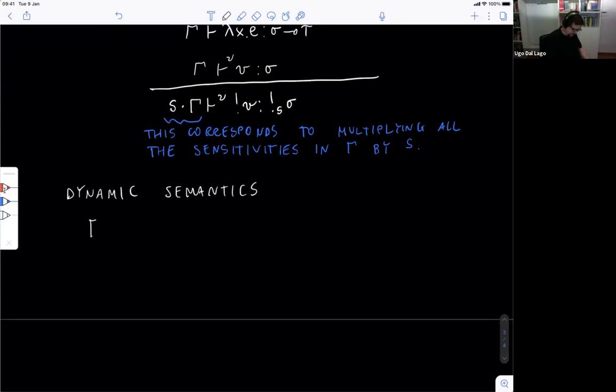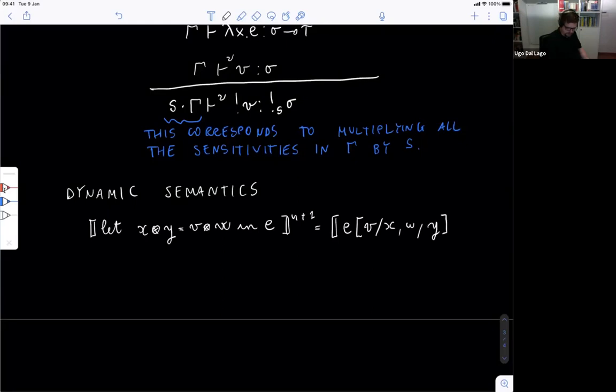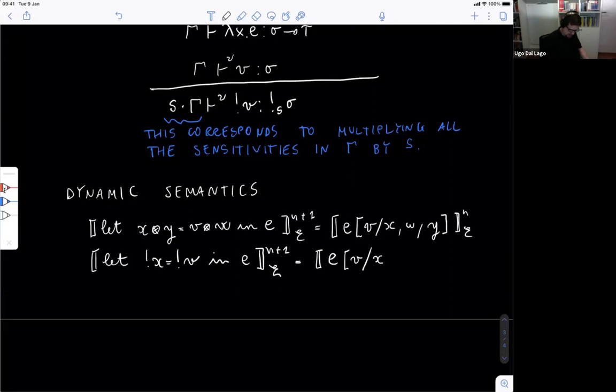For example, the net pair is solved by a double substitution, as you might expect, and the left bang is solved by just one simple substitution. And the rest of the development is very much the same.